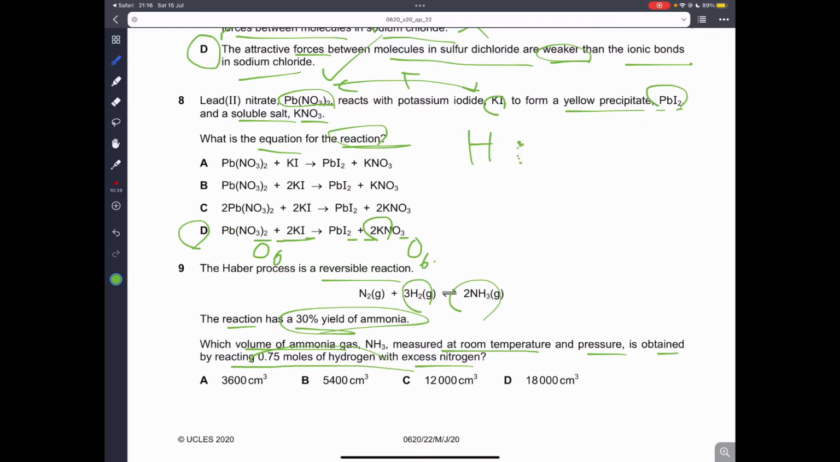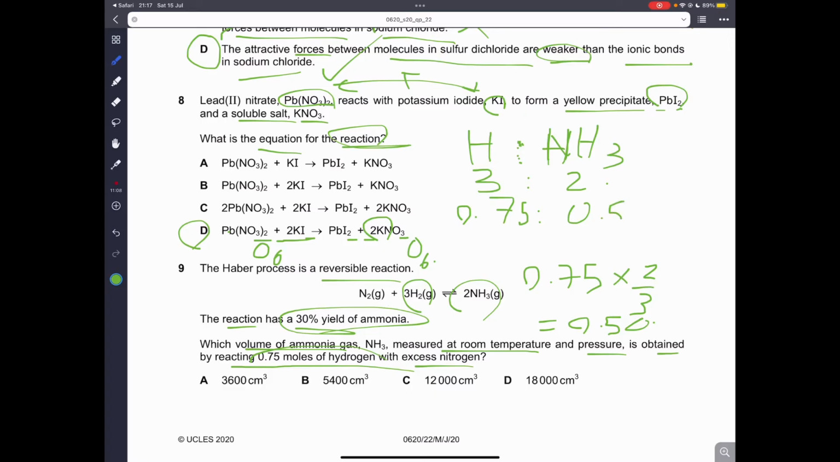So we can write a molar ratio H2 to NH3. So it is 3 is to 2. So we see that there is 0.75 moles of hydrogen. Then we just have to do 0.75 multiplied by 2/3. Now this gives us 0.50 moles. So we now know that there is 0.50 moles of ammonia.